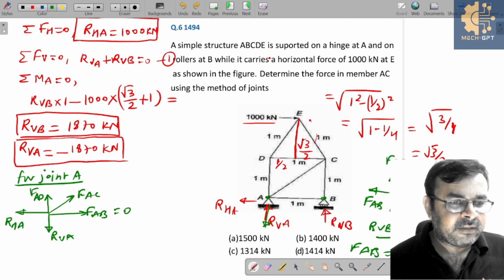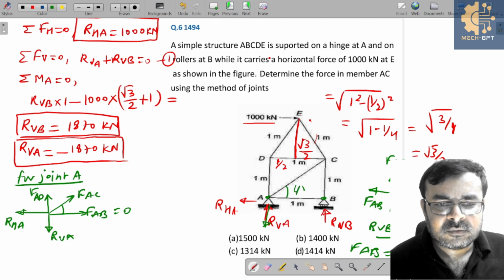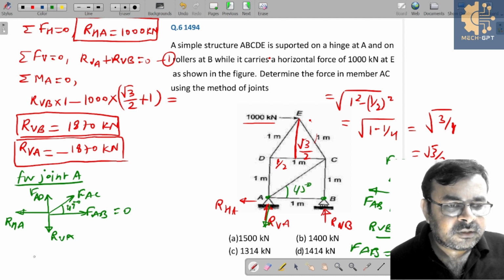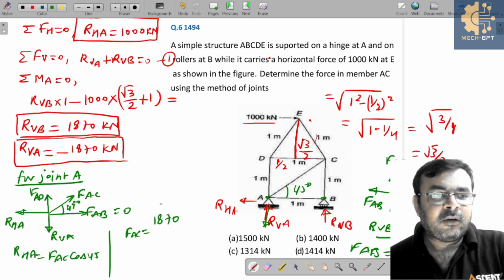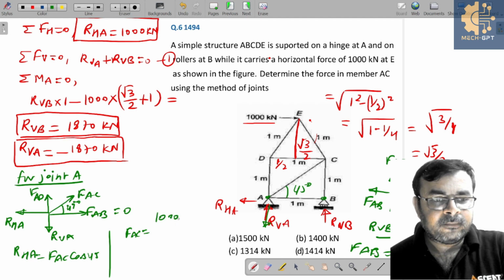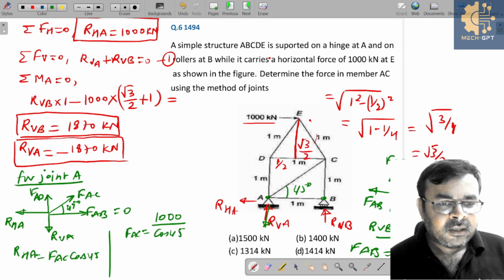So now it is very simple. This is the horizontal reaction. If this angle is theta, and this is 1, this is 1, then this will be 45 degrees. So RHA is equal to FAC cos 45. From this, FAC is nothing but RHA, which is 1000, not 1870, this is 1000 kilonewton over cos 45. And if you simplify this, you will get 1414.